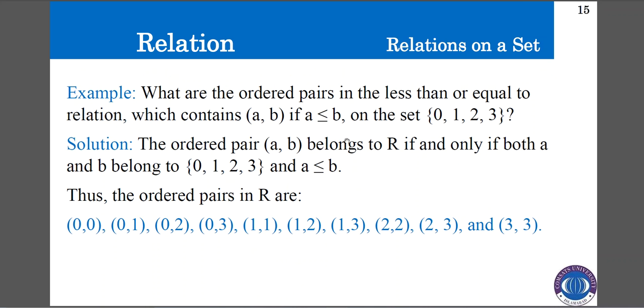In another example, we consider the set A = {0, 1, 2, 3}, and we get the relation such that (a, b) is in R if a is equal to b or a is less than b. Thus we get the following relations: (0,0), (0,1), (0,2), (0,3), (1,1), (1,2), (1,3), (2,2), (2,3) and (3,3).